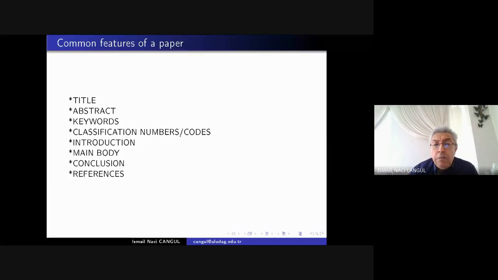Now, more technical parts. Common features of a paper. As I said already, there are lots of differences between areas. So, is there a common way of writing a paper? No, unfortunately not. But what are the common features of a paper? This is kind of fixed. Some of these titles may not be there in a mathematics paper, for example, but usually all editors, even in pure mathematics, expect this construction in a paper. I will explain all these things in the forthcoming pages. These common features are title, abstract, keywords, classification numbers or codes, introduction, main body, conclusion, and references.